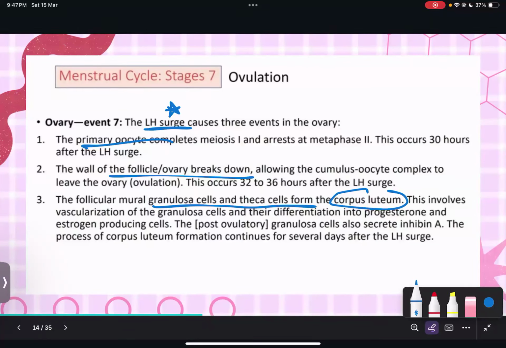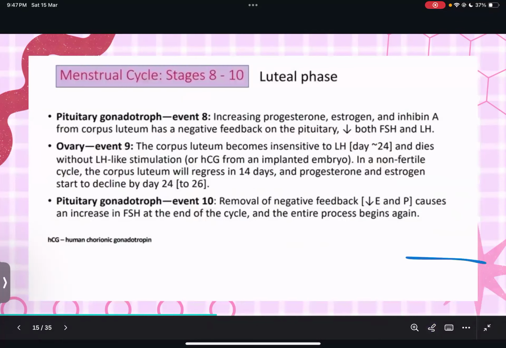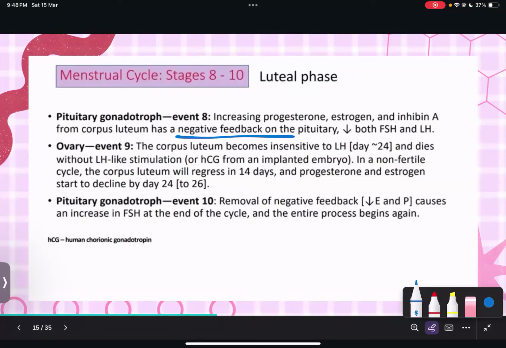Okay, and yeah, this is mainly it for the ovulation. For the last stage, which is the luteal stage, the increasing progesterone and the little amounts of estrogen, not big amounts of estrogen, will inhibit both FSH and LH. Not only that, there is also inhibin A. Inhibin A is, as we said, also from its name, you can infer that it's inhibiting. What is it inhibiting? The FSH and LH. Okay, this is the negative feedback on the pituitary.